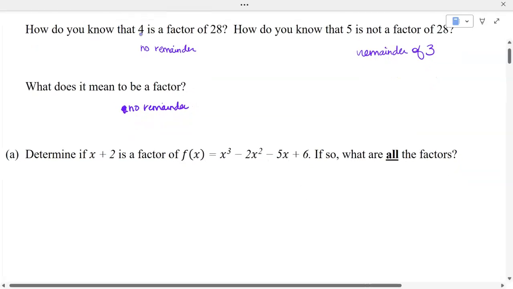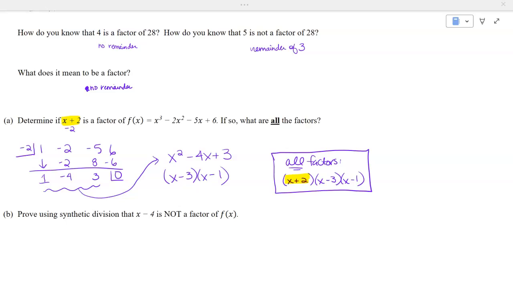So here, if they tell us that x plus 2 is a factor of this polynomial, I want you to pause for just a moment and find all the factors. Now, I did synthetic division here and then took my coefficients and applied my x terms to get the quadratic x squared minus 4x plus 3, which I was then able to factor into x minus 3 times x minus 1. So they already gave me one factor, x plus 2, and then I found the other two using synthetic division and then factoring.